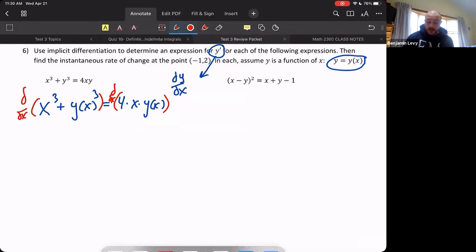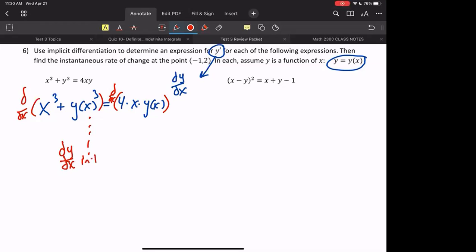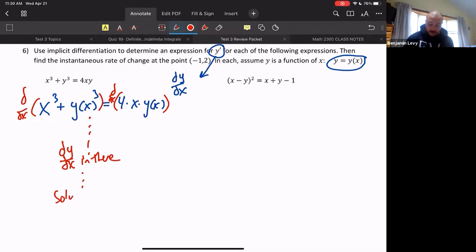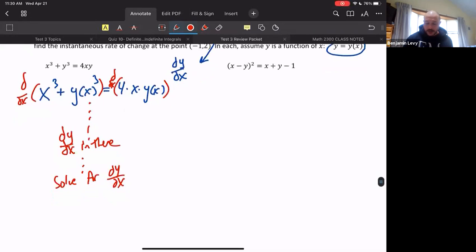When you do this, you're going to do some stuff, and there's going to end up being a dy/dx in there. Then you solve for it. Remember these problems from the homework? We had a whole homework set that did this kind of stuff. And then this particular question is trying to get you to plug a point in. But that's sort of the process.